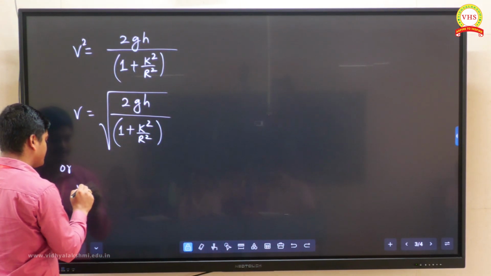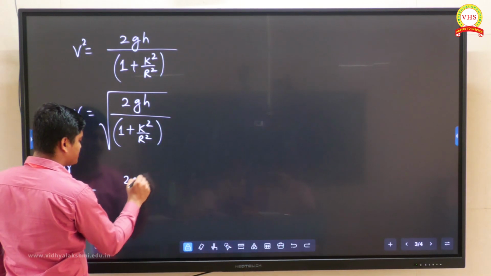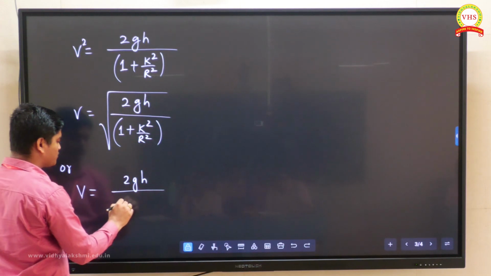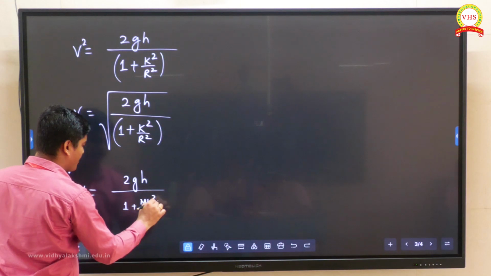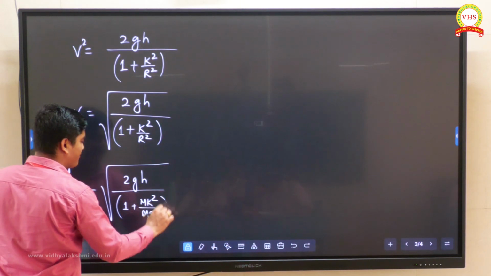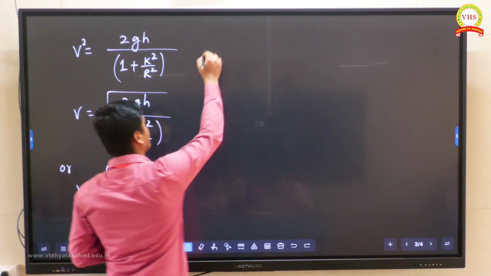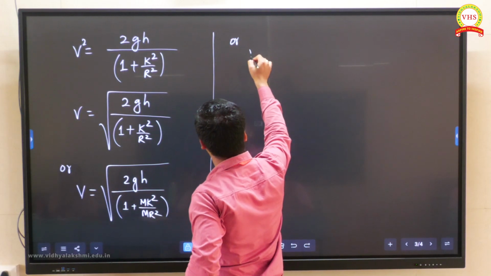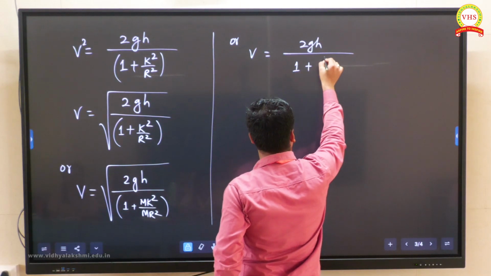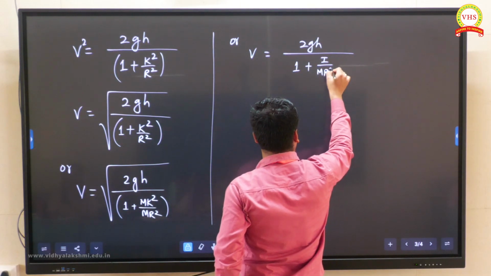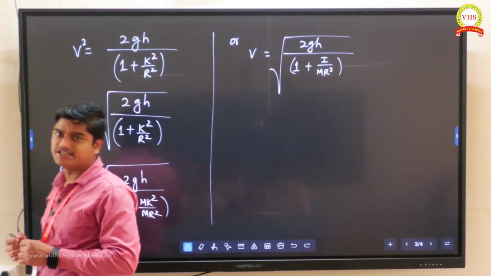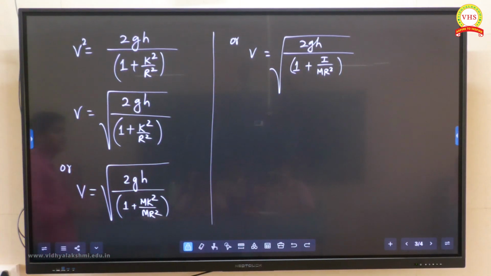Now this one I can write as 2gh divided by, here I can multiply one m and divide one m. So I'll write it like this: mk squared by mr squared. And mk squared is always I, that is the moment of inertia. So I can write V equal to the square root of 2gh divided by (1 plus I by mr squared). Yes or no? So this is your velocity at the bottom point. Clear?